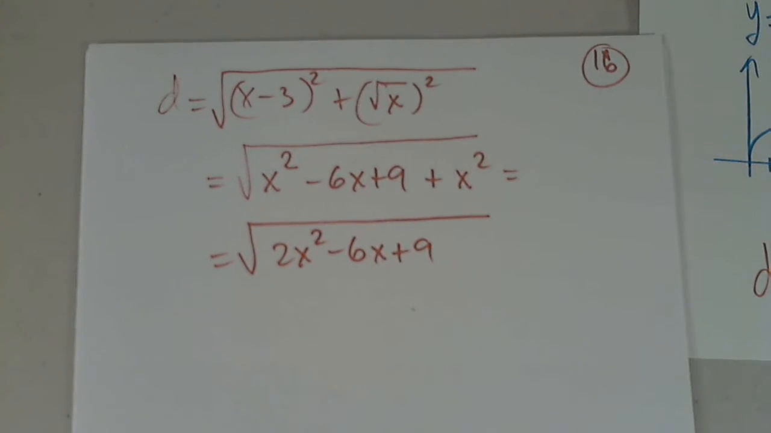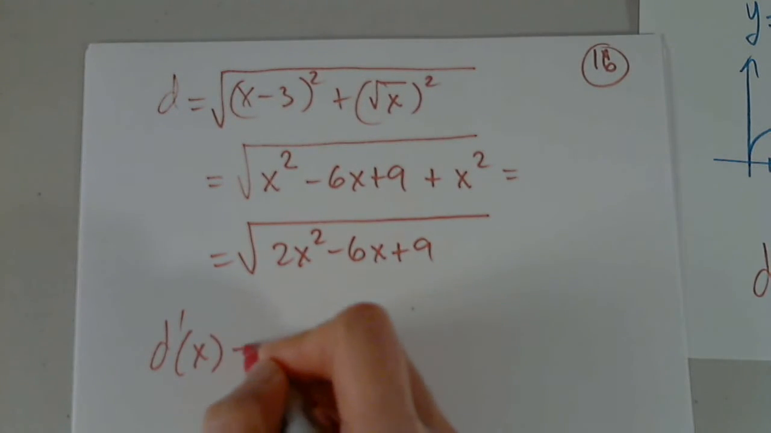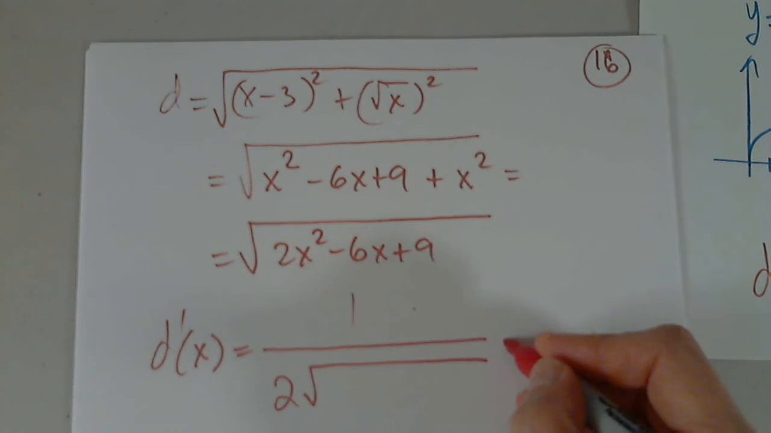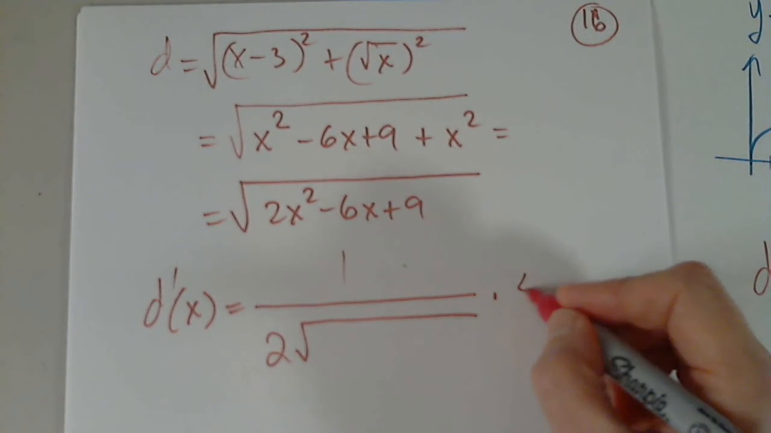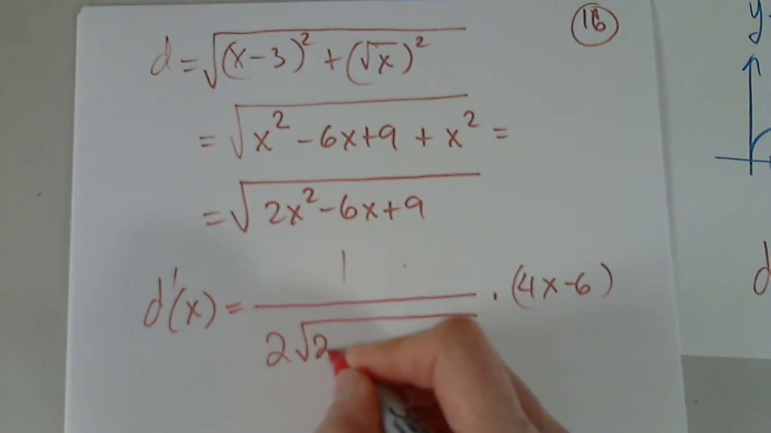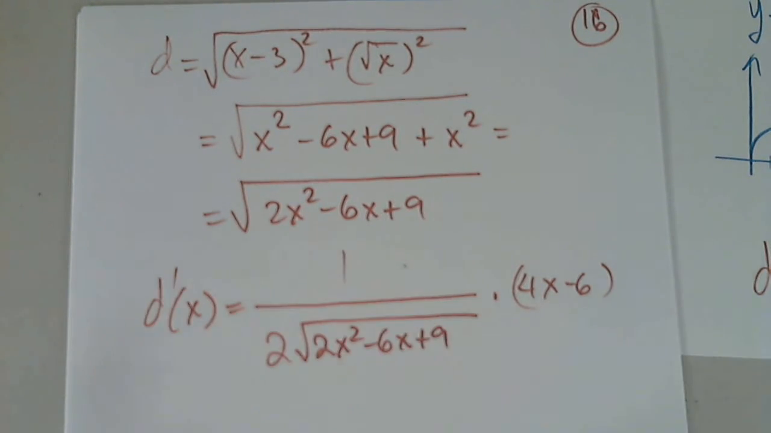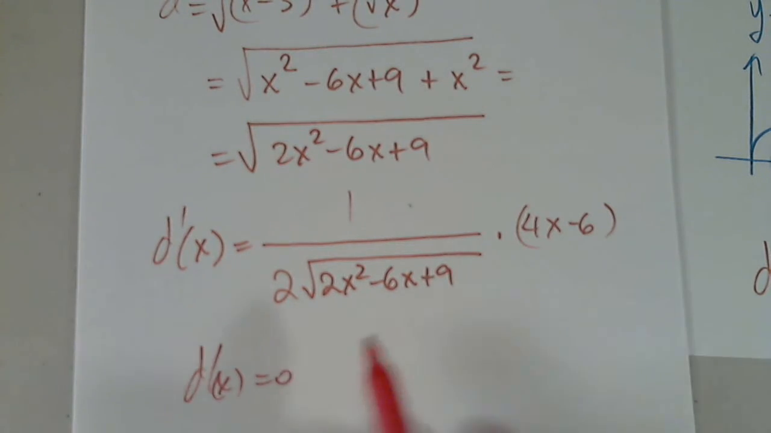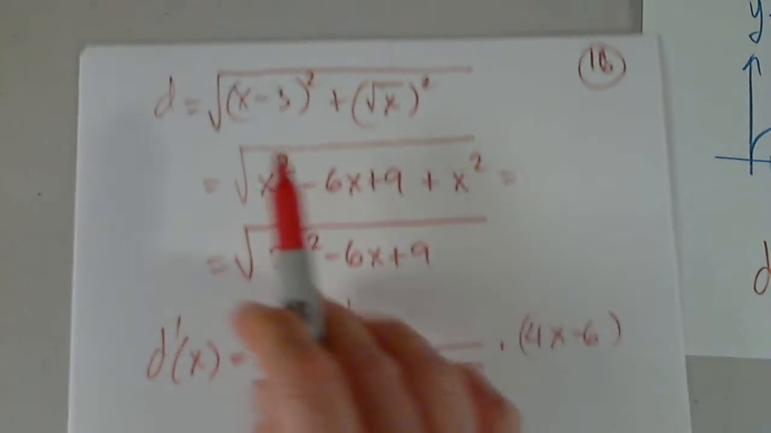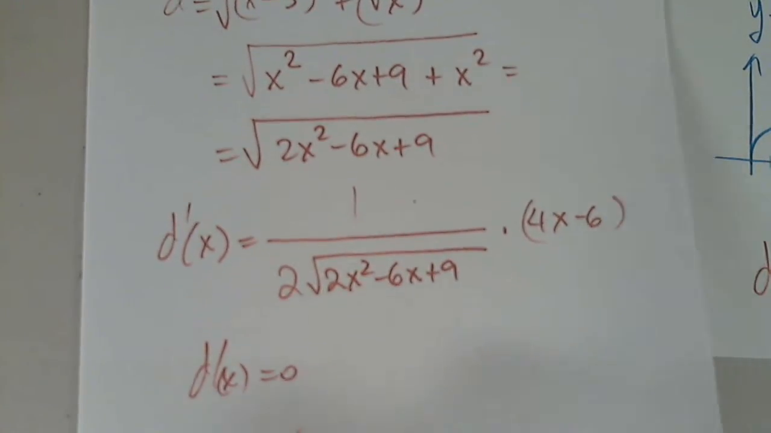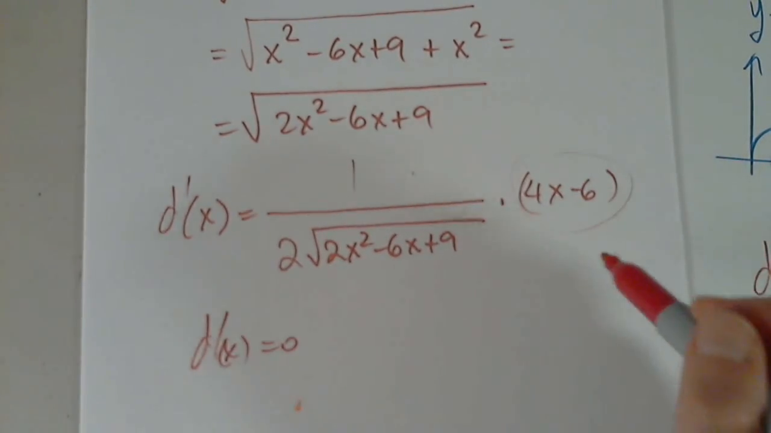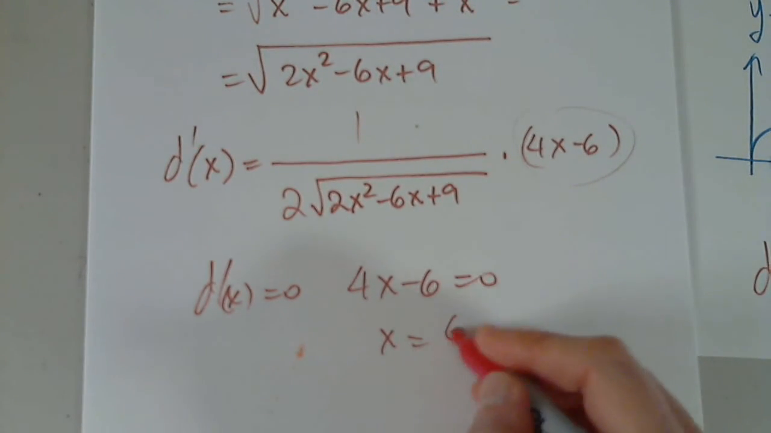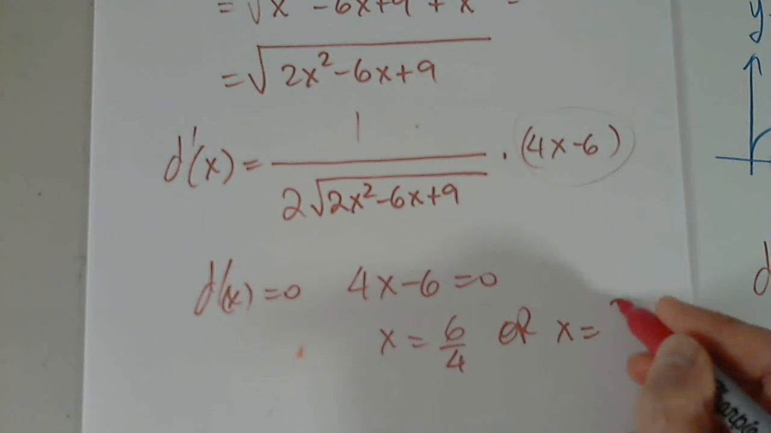I got the function. I want d prime of x, which is 1 over 2 the square root, multiplied by the inner function prime, 4x minus 6. d prime of x is 0. It cannot be undefined, because if this is 0, the whole distance is 0, and that's not possible. And just this, the numerator, 4x minus 6 is 0, which means x equals 6 over 4, or better, x equals 3 over 2.